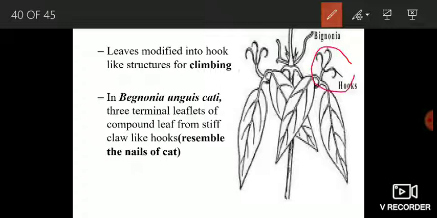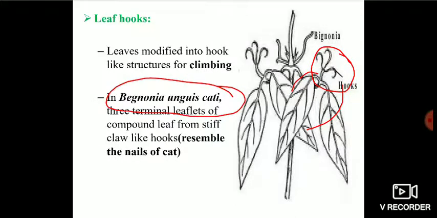Here you can see in the image, these are the three terminal leaflets which have got modified to form stiff hook-like structures. Okay, and these hooks are just like the claws of a cat, and that is why this plant is known as Bignonia unguis-cati.